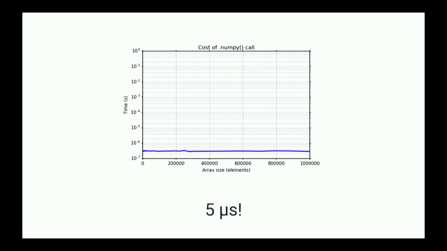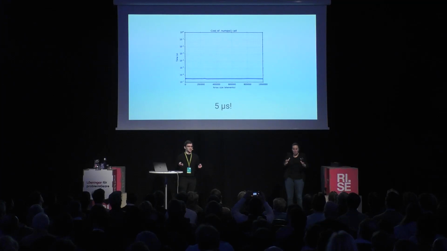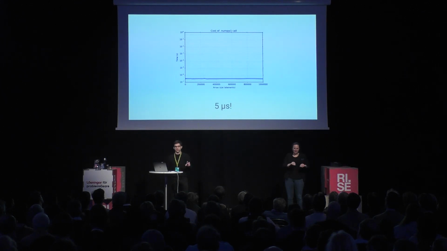So the cost is completely constant, it doesn't depend on the array size, and that's because the data in fact is shared. So we're only reallocating some objects, but the data that you can read from the array and that you can manipulate via the array is exactly the same. It's in exactly the same place in memory.